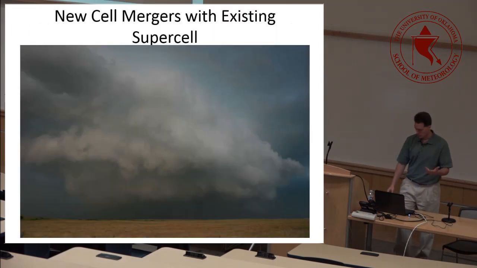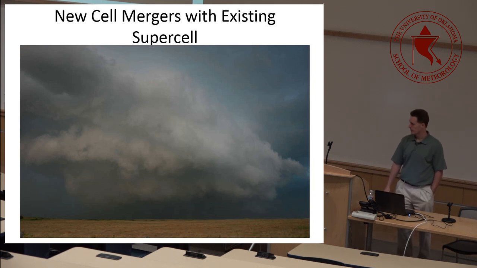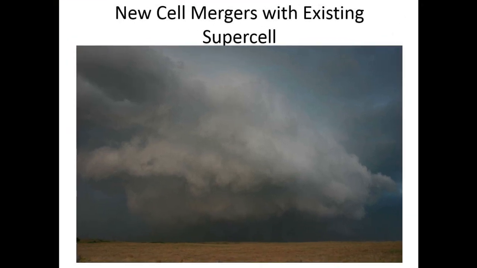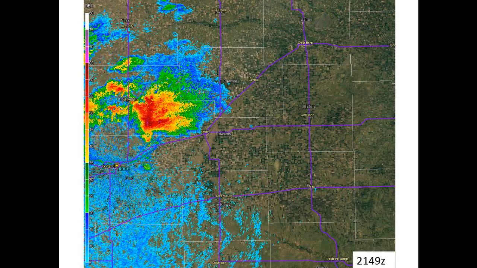Okay, so then there's other ones. This is just a messy picture, this is June of 2009. It doesn't really come out in the picture, but there's a huge outflow surge with this. And what happens when various new cells form and interact with existing supercells, what can happen?